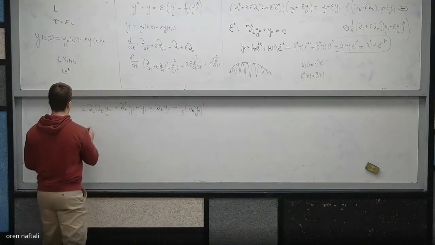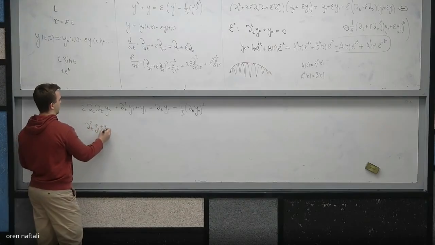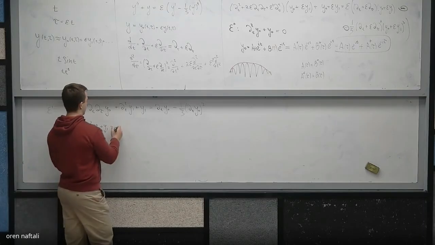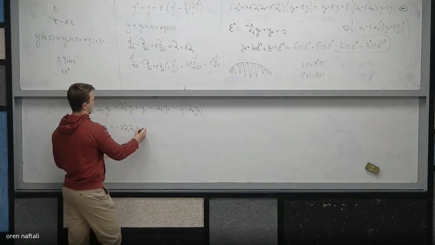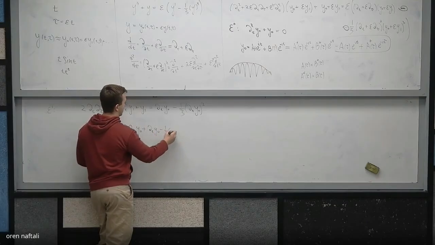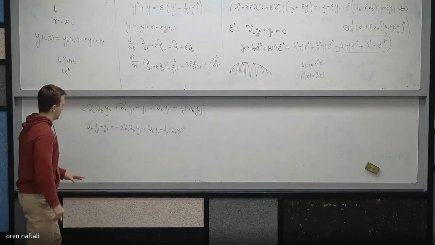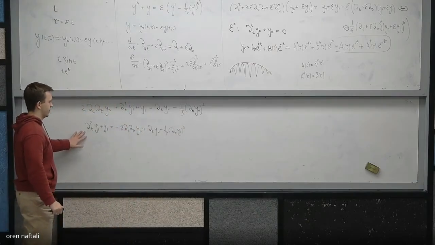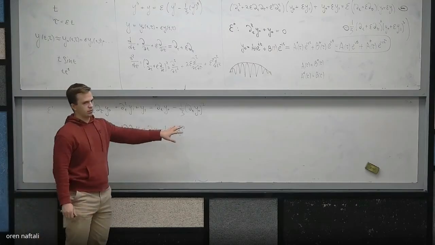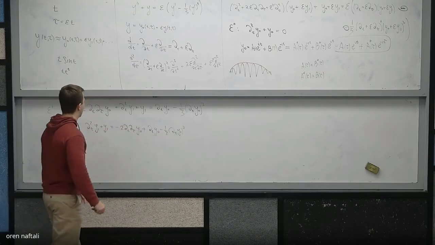So d squared t y1 plus y1 equals minus 2 d t d tau y naught plus d t y naught minus 1/3 d y naught cubed. But in this case, we will have resonant terms because we have a non-zero right hand side. And now let's actually calculate all of the derivatives and we'll see.